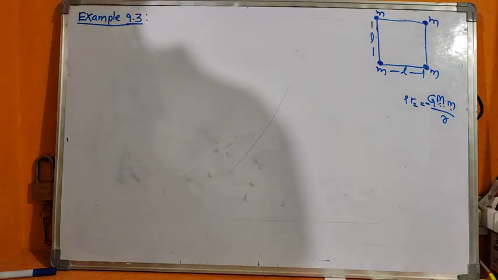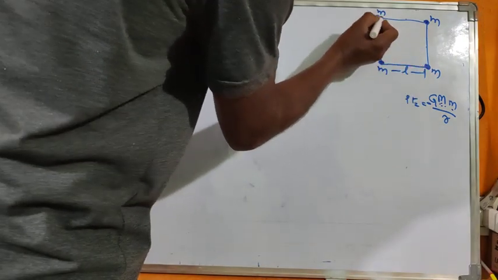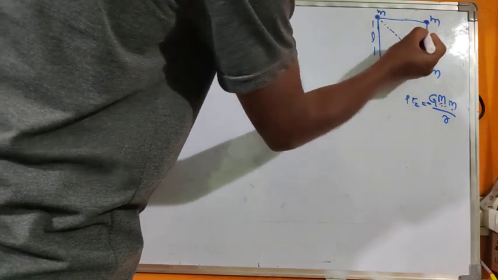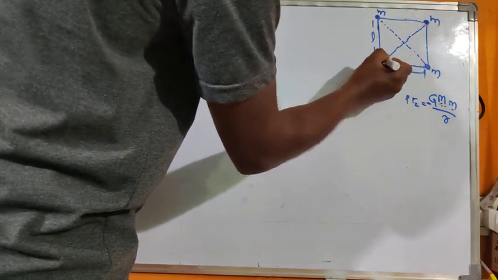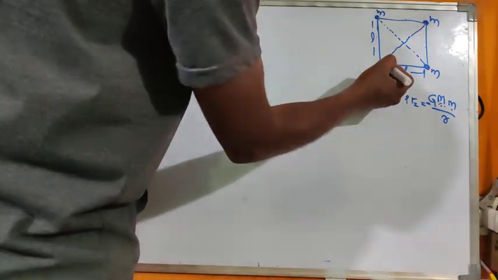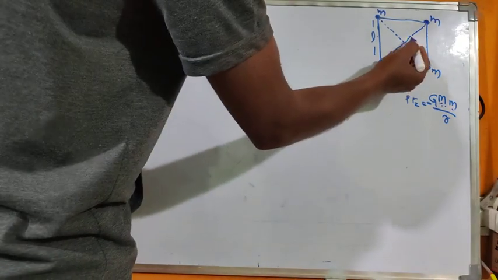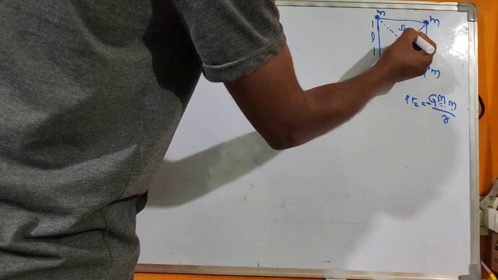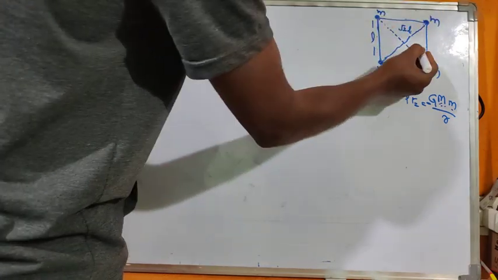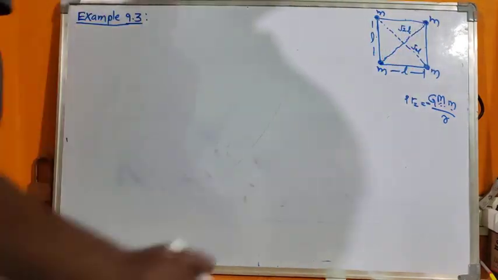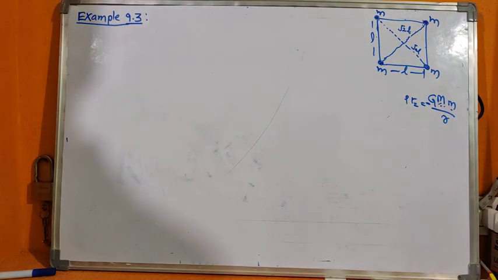Also two more are there. This is the diagonal between these two masses, and here is another diagonal, between these two bodies also we have a potential energy, and the distance between these two masses is equal to root 2 L. And this is also root 2 L from here to here. Then in total we have 6 potential energies.